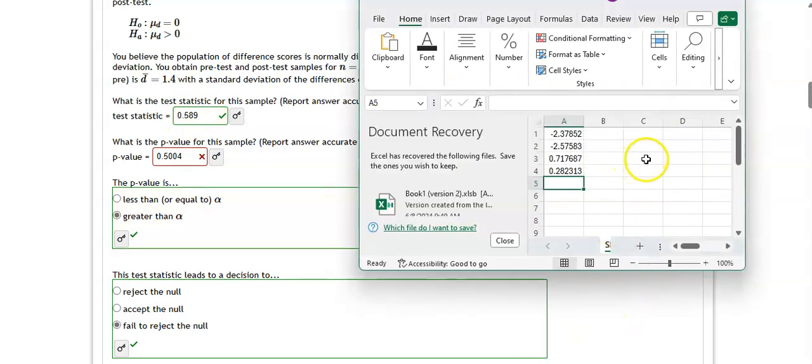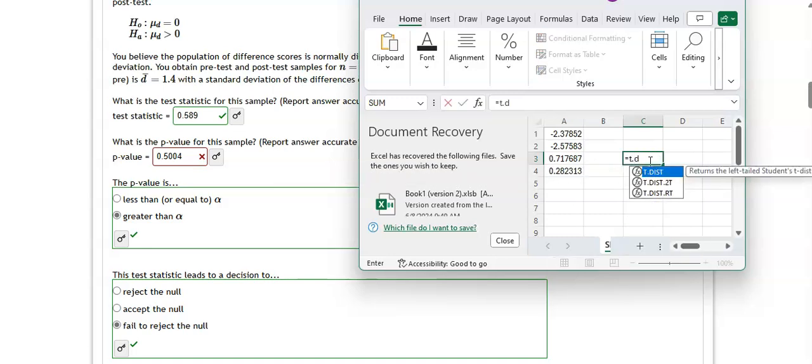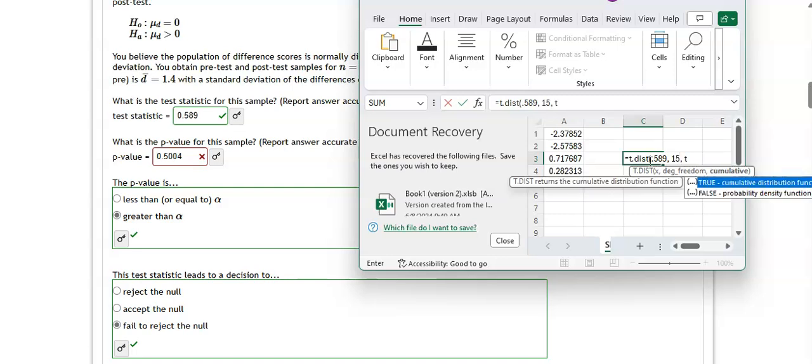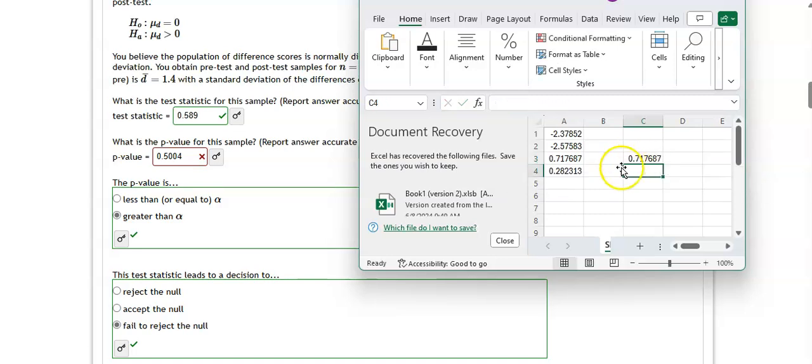So if I go to Excel and I put equal t.dist and 0.589, and 15 we said was the degrees of freedom, and true, it gives me 0.717687.